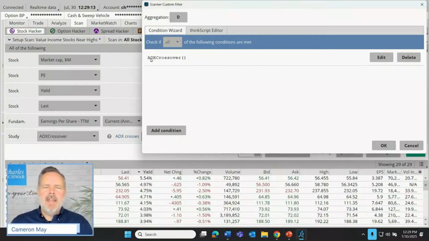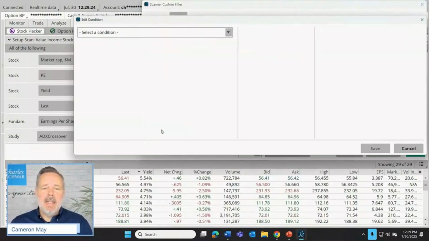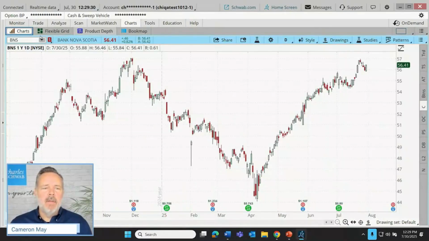But by default, it's going to give us the ADX crossover. I think that's just because it's the first study in alphabetical order. Let's just delete that. It doesn't know what we want by default. But let's add a condition. And let's say, maybe before I do this, let me do this. Let's set up a hypothetical.